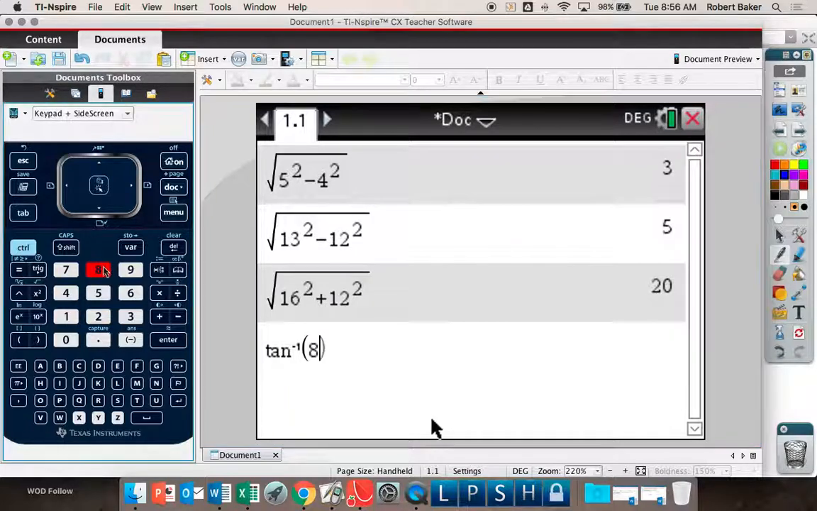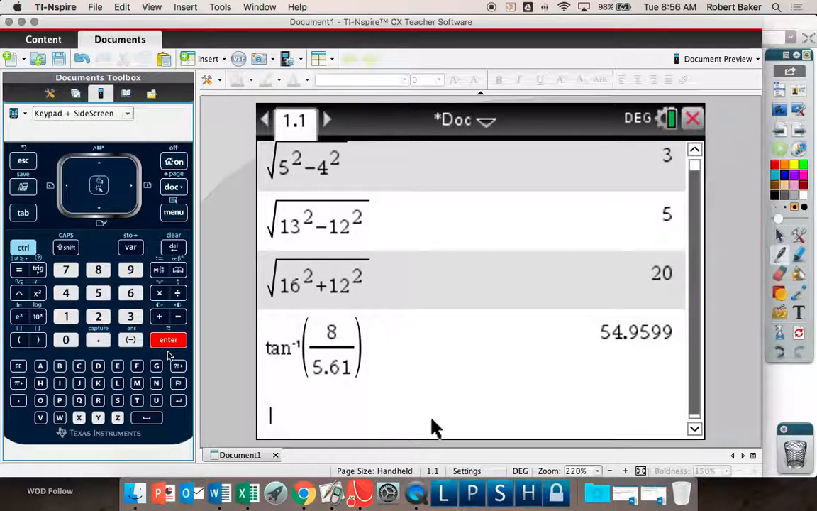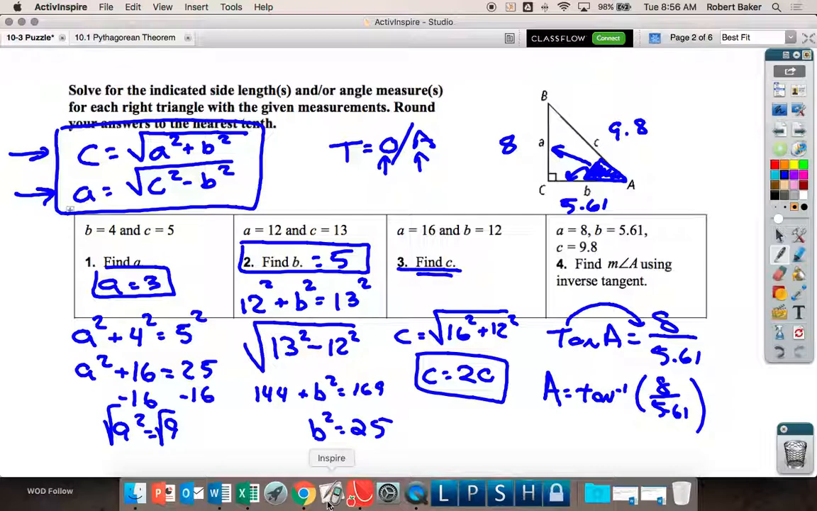My ratio is 8 divided by 5.61, and it says 54.9599, rounding to the nearest tenth. Well, 54.95 rounds up to 55. That's the answer. I know that angle A is 55 degrees. You cannot do that in your head. You cannot do that by hand. You can only do that in your calculator. 55 degrees.